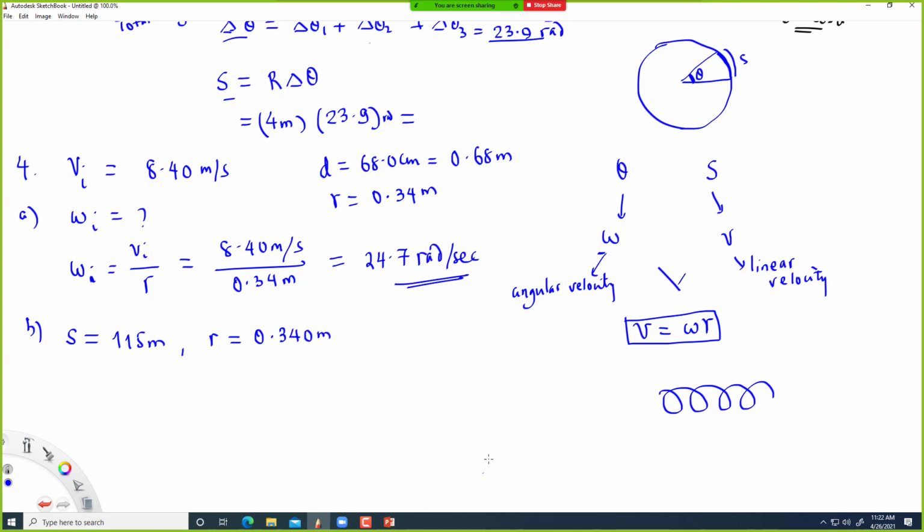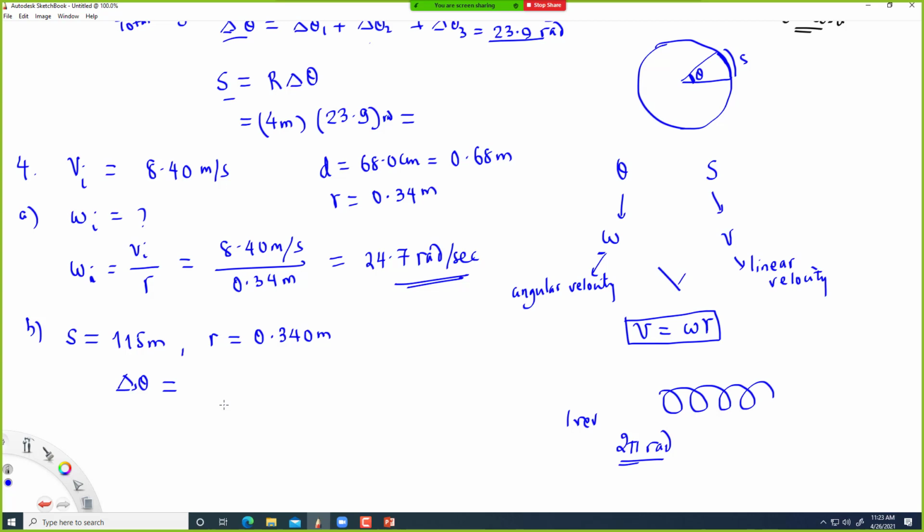Now, how many radians does it cover during that displacement? We want to find the angular displacement theta. Once we know the angular displacement, for one revolution it covers 2 pi radians. If we know how many radians there are and divide that by 2 pi, that will give us the total number of revolutions. That's a simple arithmetic problem. So find delta theta.